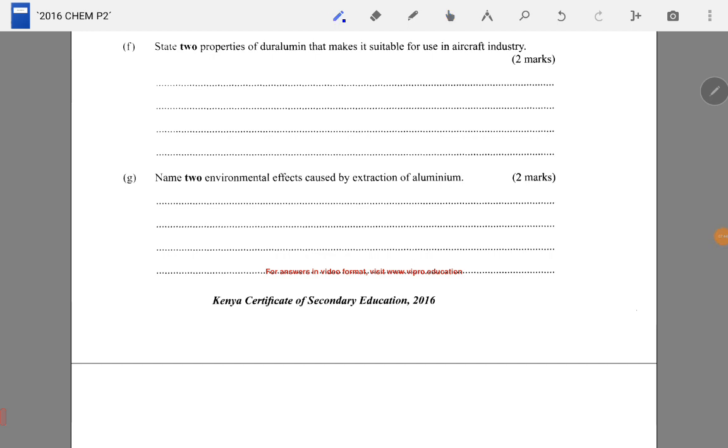State two properties of duralumin that makes it suitable for use in aircraft. There are two properties that are actually chosen, why it is always chosen. One is that it is very light as compared to other substances. The other property is that it is very strong. So in terms of strength, it is also a very strong material.